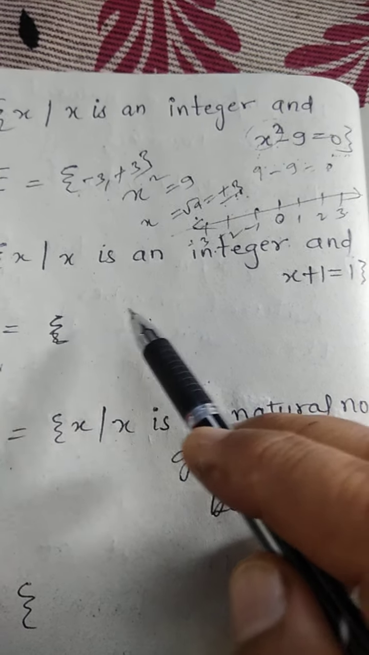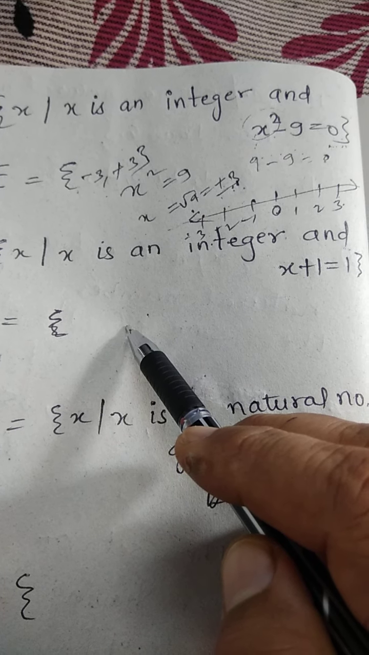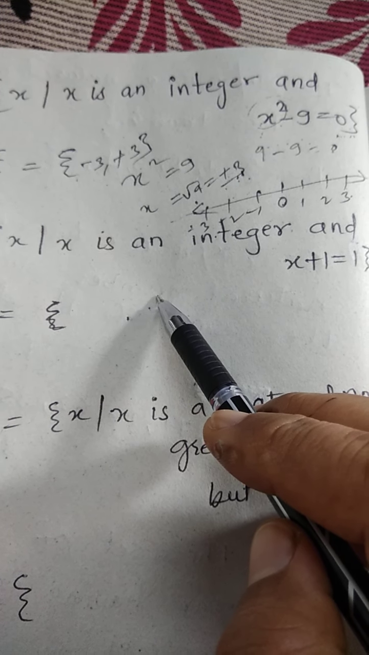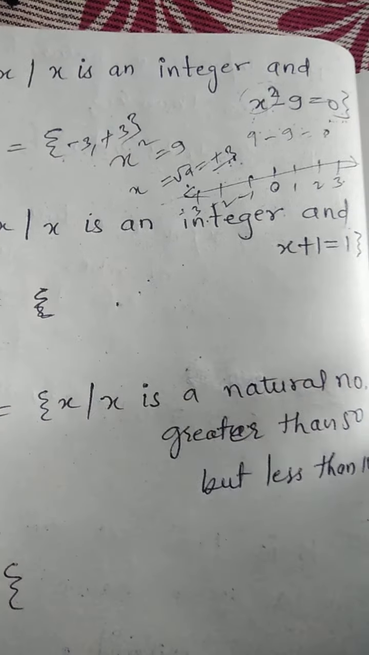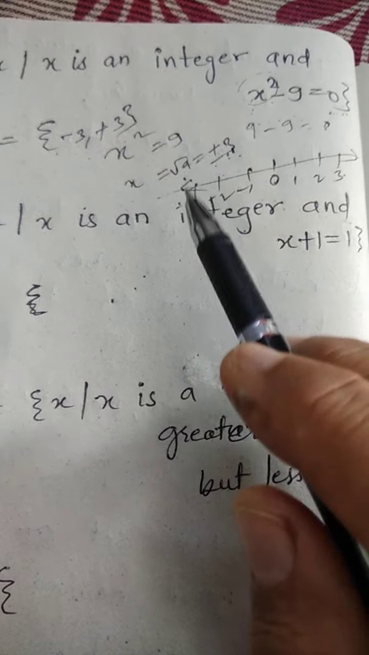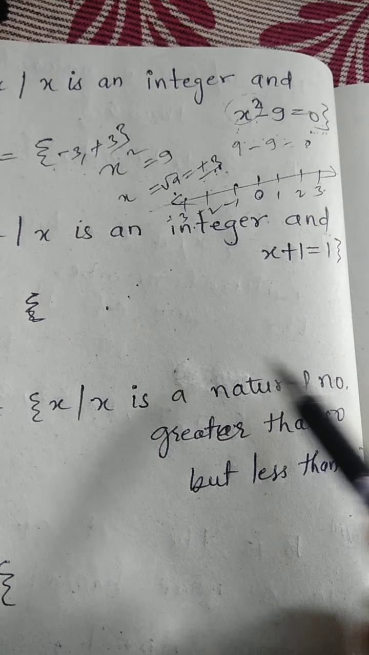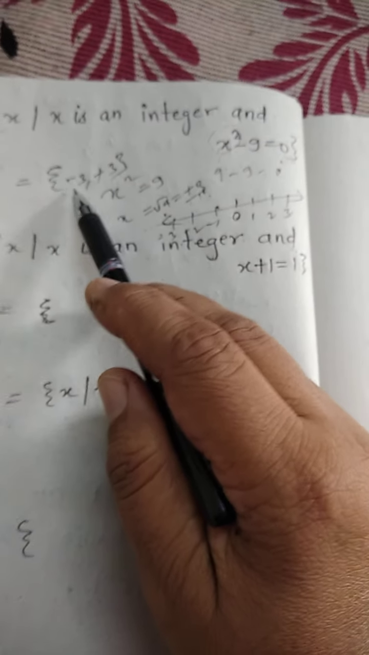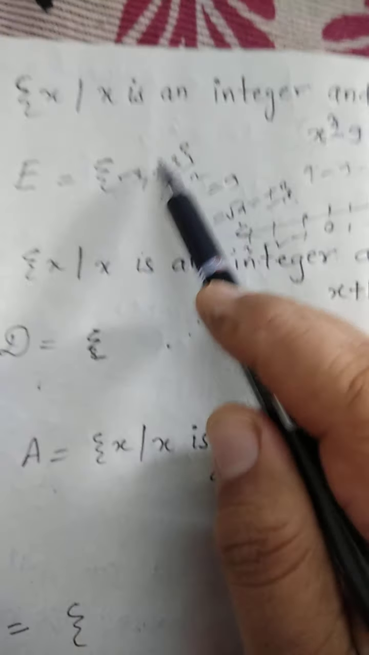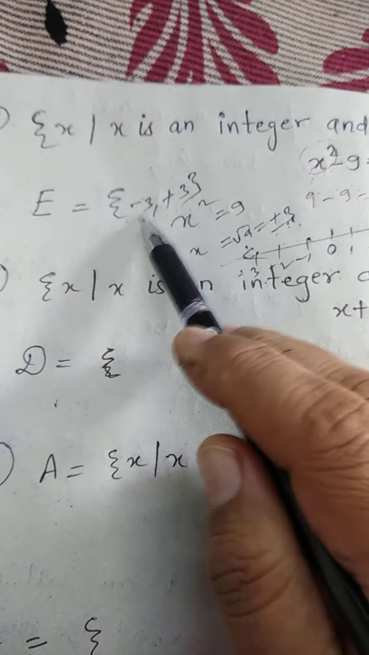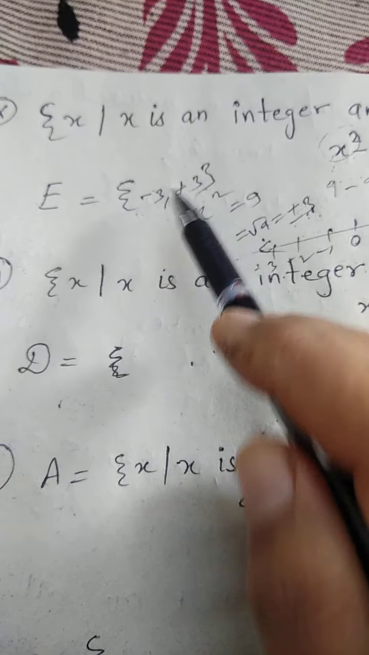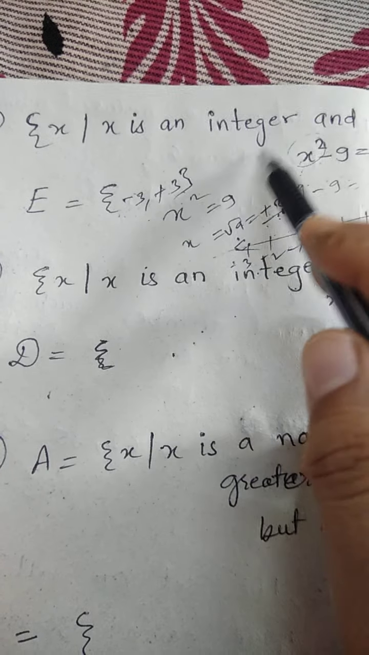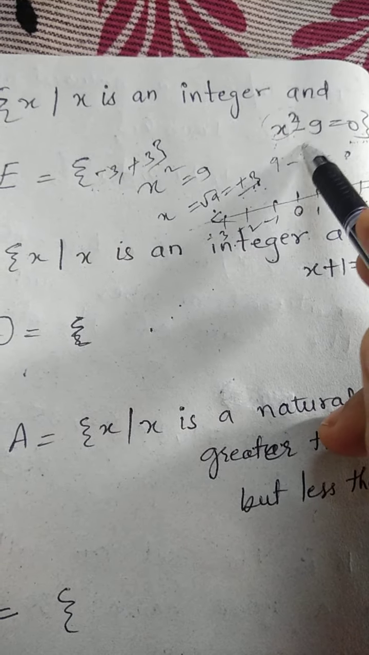Minus 2 square 4, plus 2 square also 4. Okay, plus 5 square 25, minus 5 square also 25. There is no negative square number. Square numbers are always positive. So this set is having the elements minus 3 and 3. Only 2 elements are there. Okay, like this also you make your own question and solve.